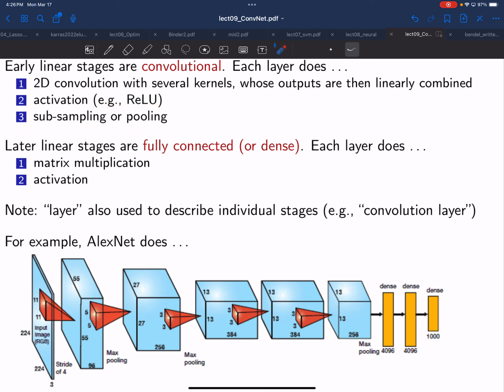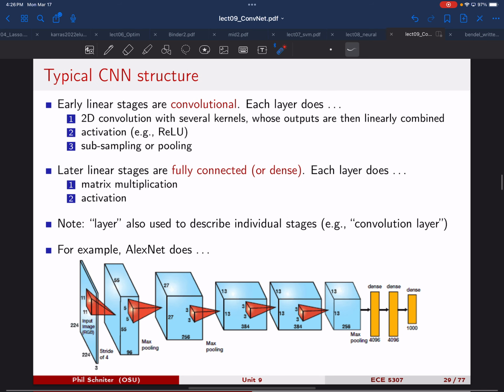Okay, so that's the architecture at a high level. We'll go through these different stages in the next few slides. Are there any big picture questions before we dive into the details?